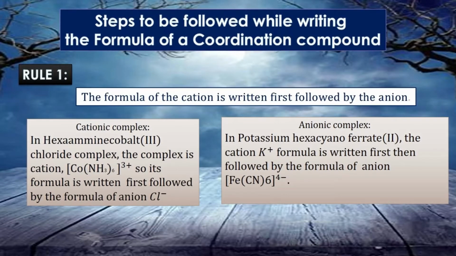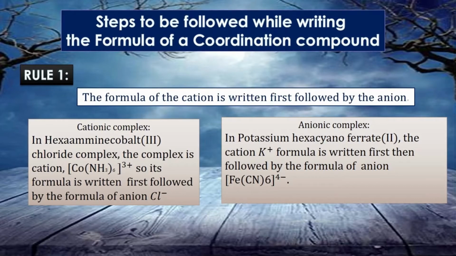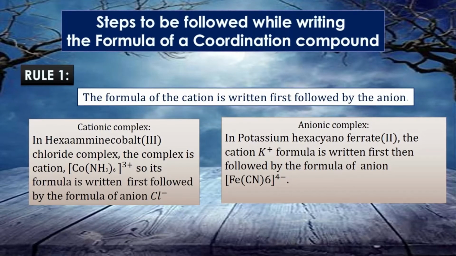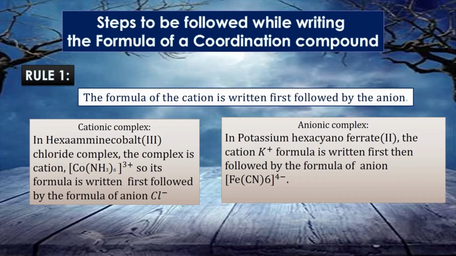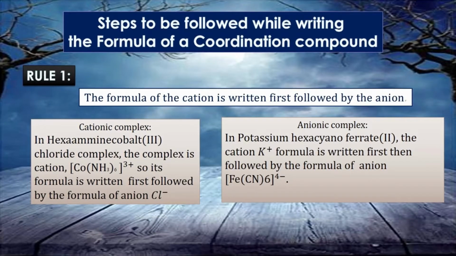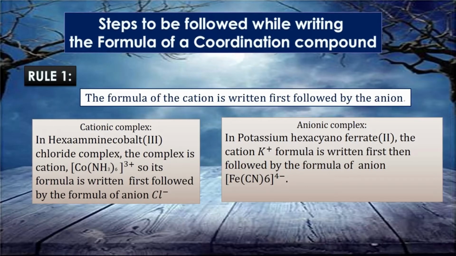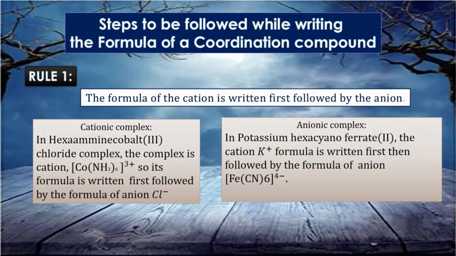In the second example, potassium hexacyanoferrate 2. The cation is the counter ion, potassium ion. So its formula will be written first. Then we will write the formula of the complex anion.